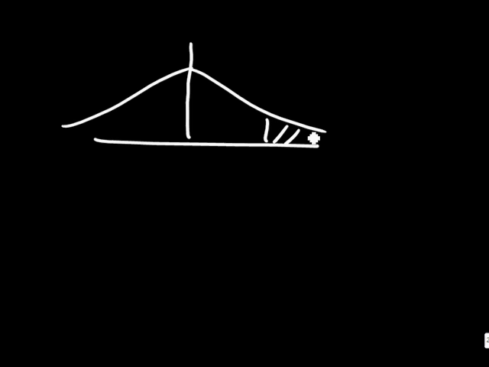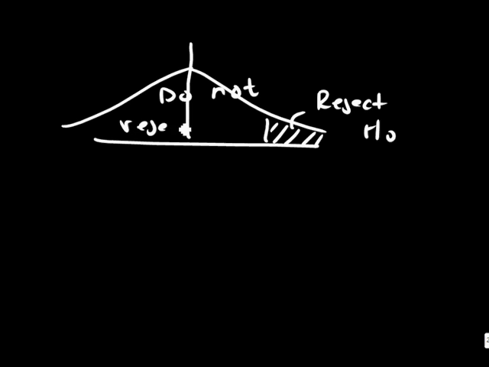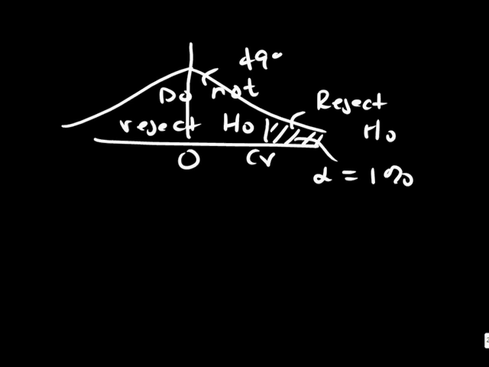Drawing our rejection region. Reject the null. Do not reject the null. You need a critical value. Question 7 says use the 1% level of significance. So alpha here is 1%. That implies we have 49% in this region. So that means we have a critical value of 2.325.